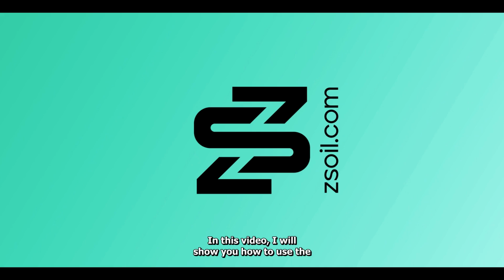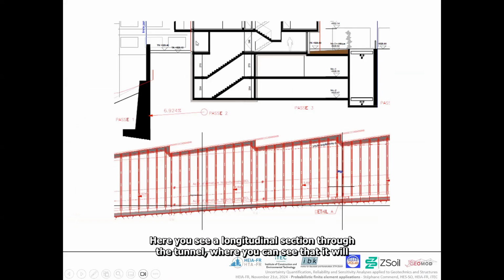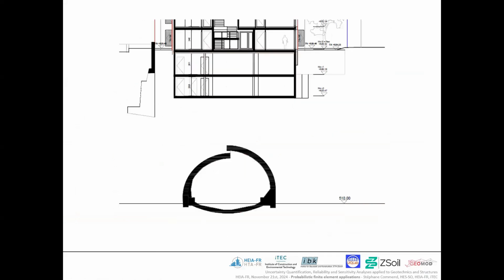In this video, I will show you how to use the probabilistic features available in ZSoil to analyze an example tunnel construction in an urban environment. Here you see a longitudinal section through the tunnel, where you can see that it will be constructed underneath existing buildings. And this is a cross-section. For the sake of this example, I will keep things simple and work with a 2D plane strain model.